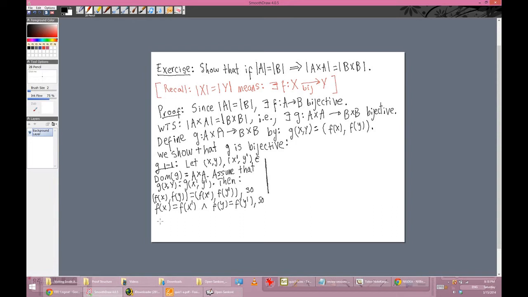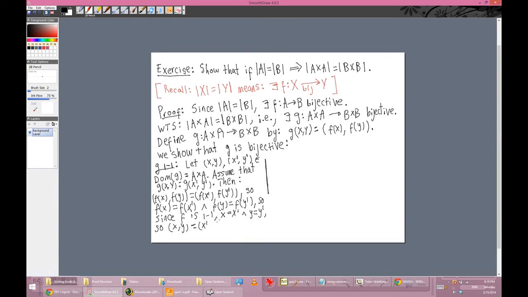Now f is a bijection, so in particular f is one-to-one, and that allows us to conclude that x equals x' and y equals y'. So here we're using f one-to-one two times. And then we assemble this pair again. So we get (x, y) equals (x', y'). This finishes the proof of one-to-one.